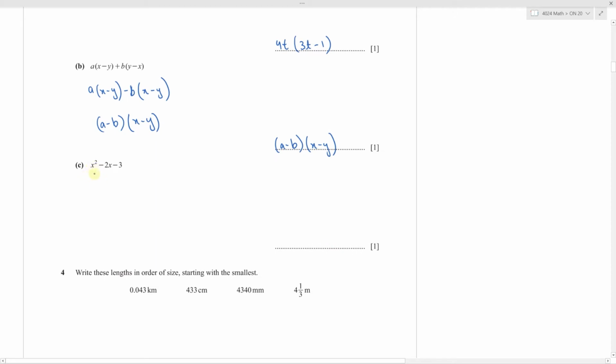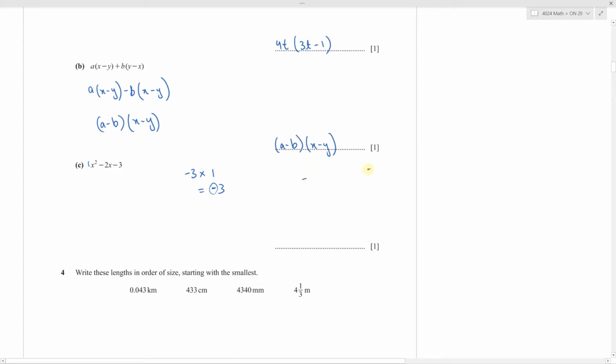Part C is x square minus 2x minus 3. So you have to factorize this. What you can do is you take the number which is minus 3 here and multiply it with the coefficient of x square, which is 1 here. So minus 3 multiplied by 1 is minus 3. Now you have to find the factors of minus 3. Since this is negative, so you have to find two factors whom if we subtract you get minus 2.